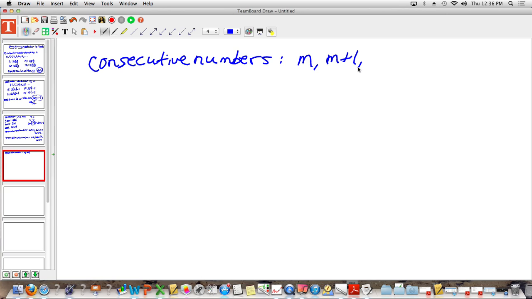We are adding 1 to get to each next number. So m plus 1, then what? M plus 2, m plus 3, m plus 4, etc. So m plus 1, m plus 2, m plus 3. All right, those are consecutive numbers. You okay with that? Yeah.